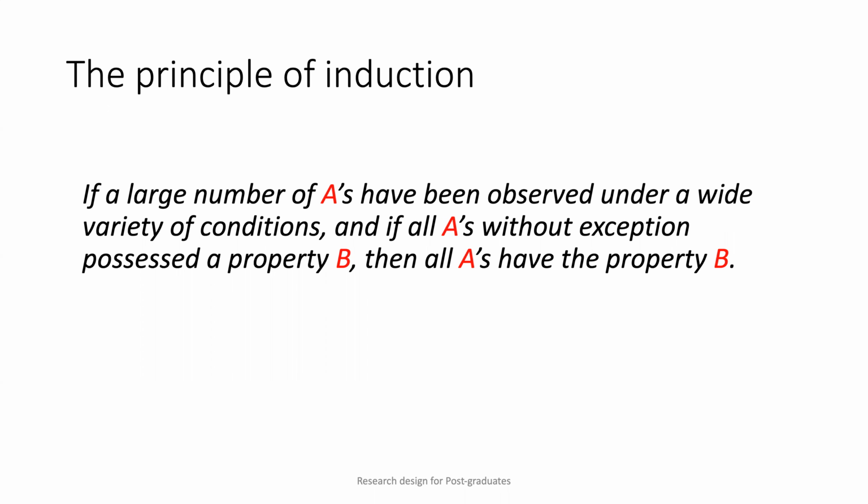So the principle of induction is actually quite a simple one. It means that if a large number of an observation has been observed under some conditions, then if all A's possess a property B, then all A's have that property. So this is a very stubborn way of operating, because it completely ignores that not everything is always the same all the time.